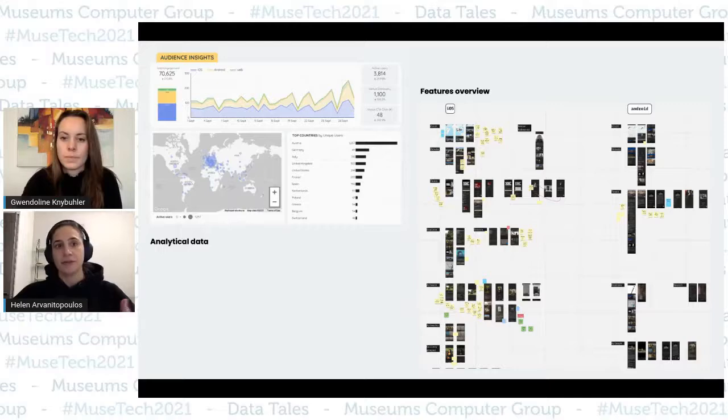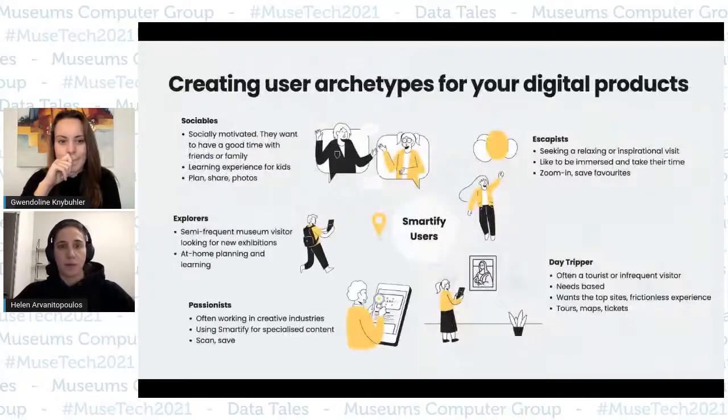That analytical data is going to give us those numbers, but at the same time, we also do need to speak to people and not just get a quantitative insight, but do keep in mind this is just as important as qualitative. So this takes me to the next slide, where we take that qualitative data and try to group it into archetypes for our digital products.